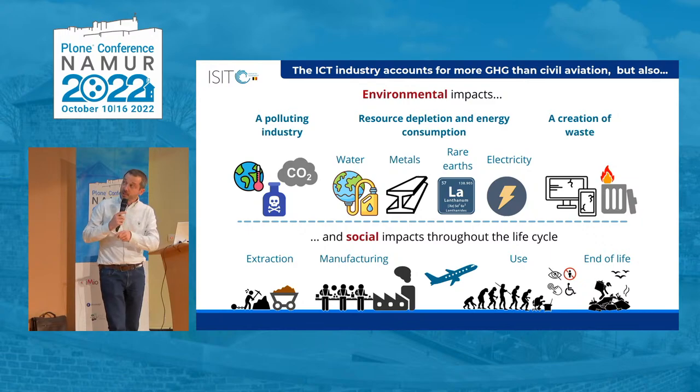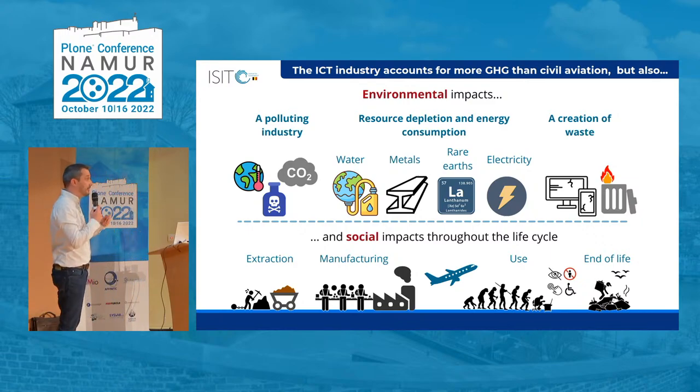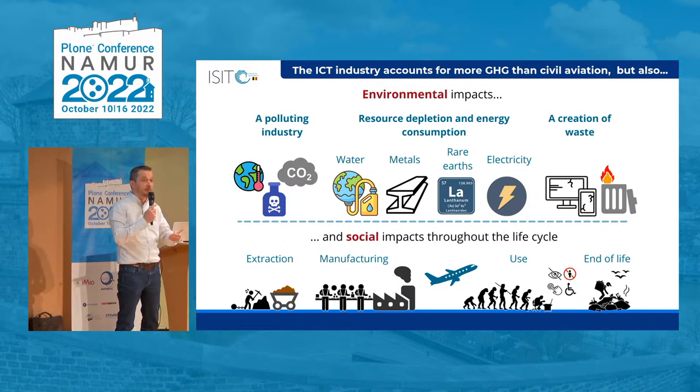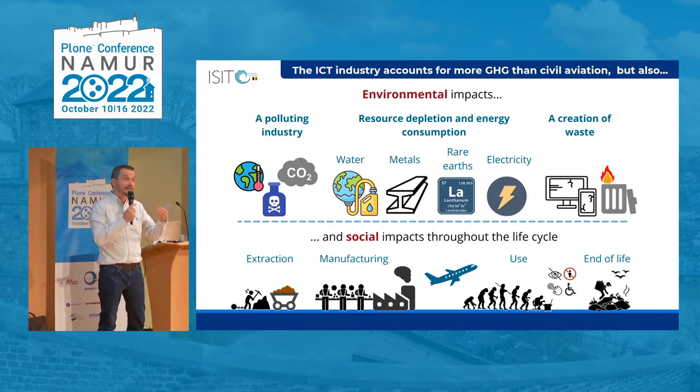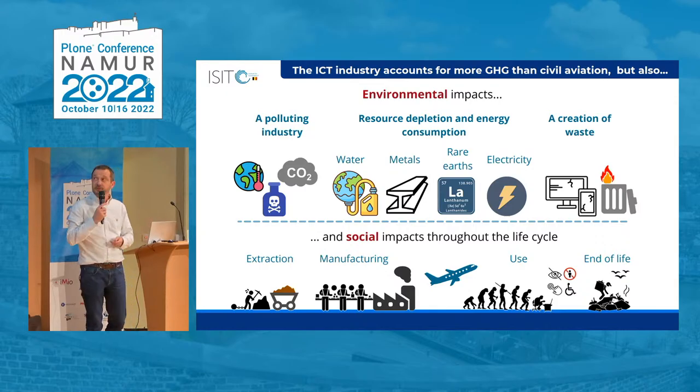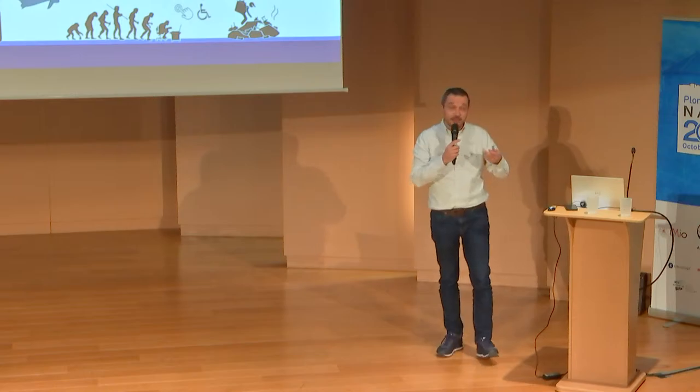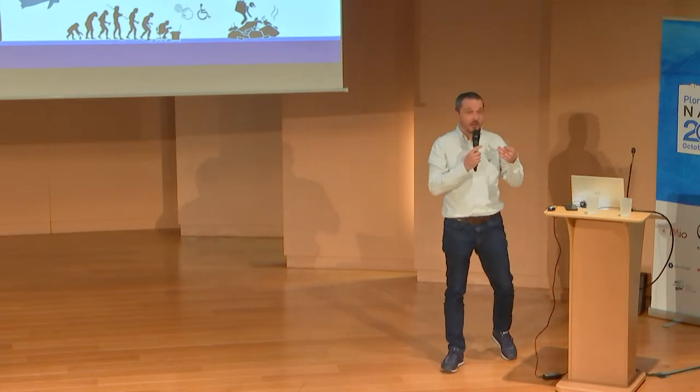And then in the use phase, there's actually several types of impacts. It can be problems of accessibility, inclusion. It can be problems of addiction, all different types of social problems. And then again, living conditions on the dumps, landfills where our equipment ends up.